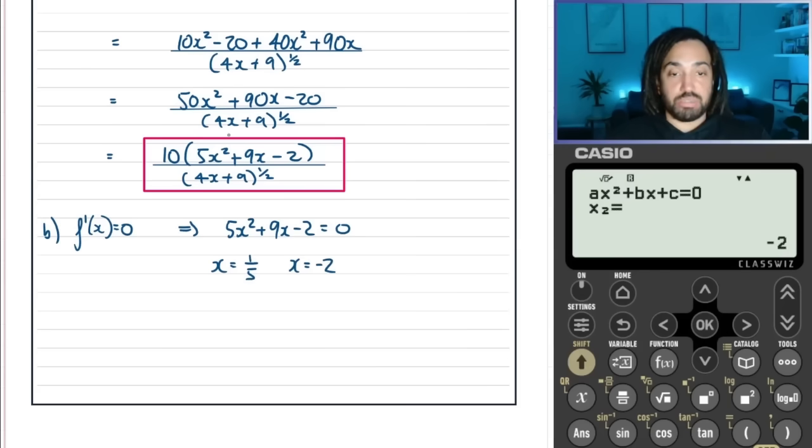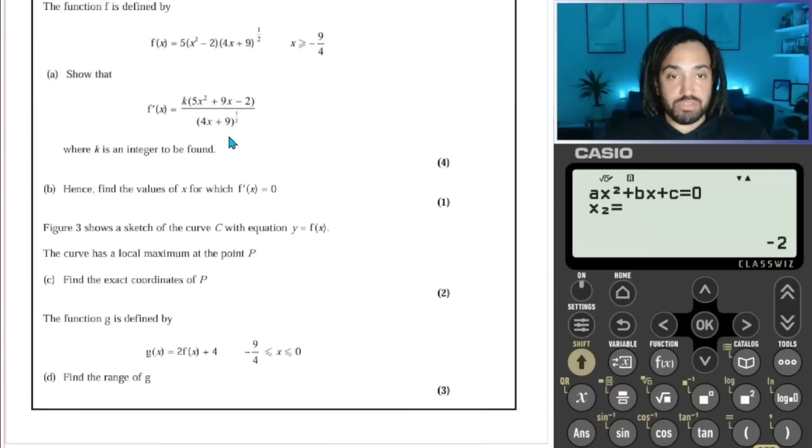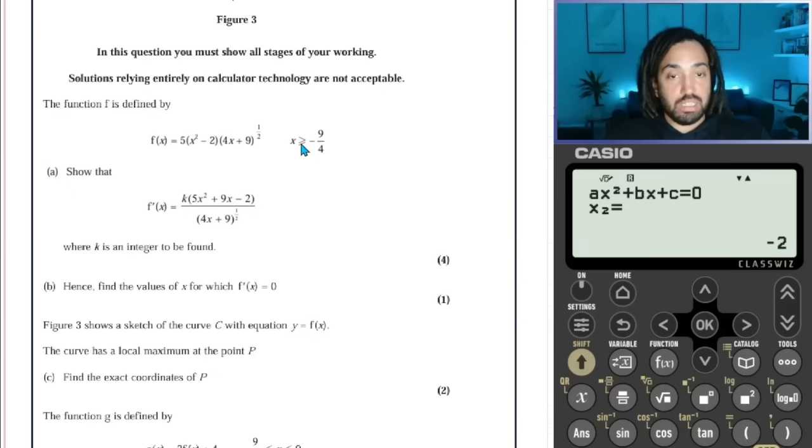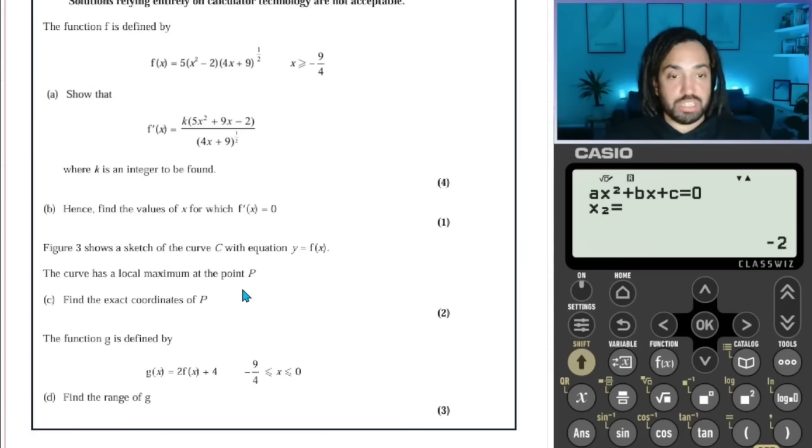Now let's just go double check to see if both of those solutions are valid or not. Aha. Look, x needs to be greater than or equal to minus 9/4. Oh, so actually, they both are valid. And it does say here values. So that's another clue to say that they're both good.